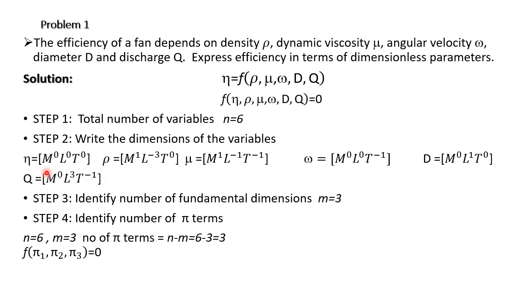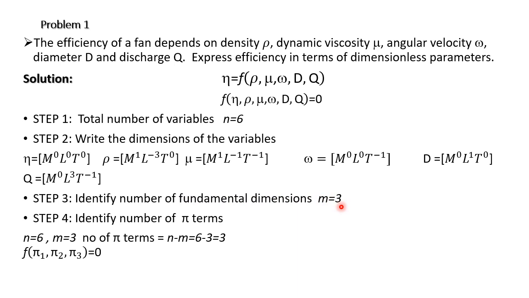So you need to remember the dimensions of almost all the variables. There are two important steps in solving the problem. One is writing the exact dimension for each variable, and the second is choosing the repeating variables. If you are correct in these two steps, your Buckingham pi theorem problem will be right. So you have to practice and remember all these dimensions. If you look at the dimensions, they include all three: mass, length and time. So the number of fundamental dimensions, I can take m equal to 3.